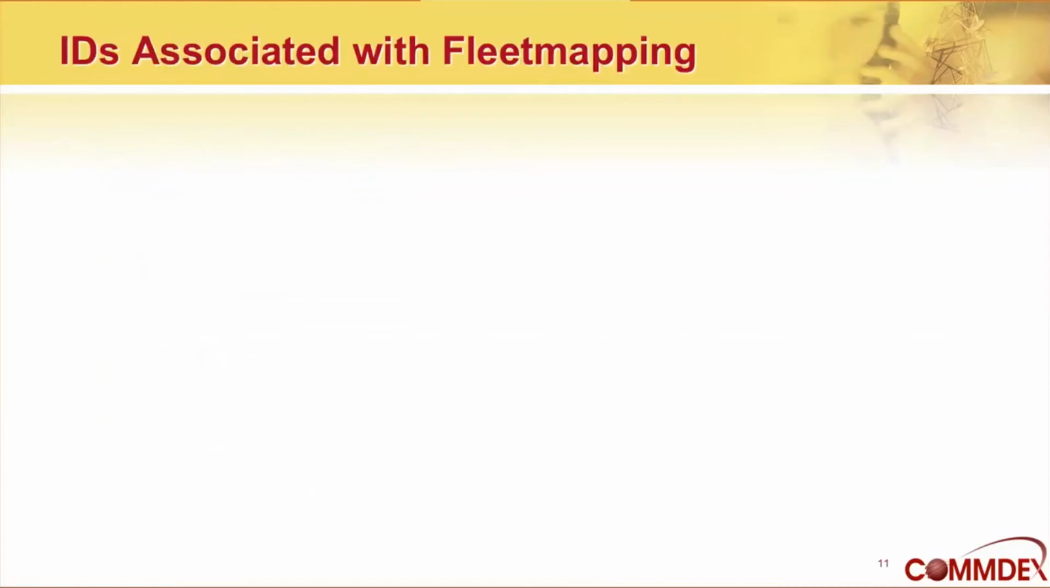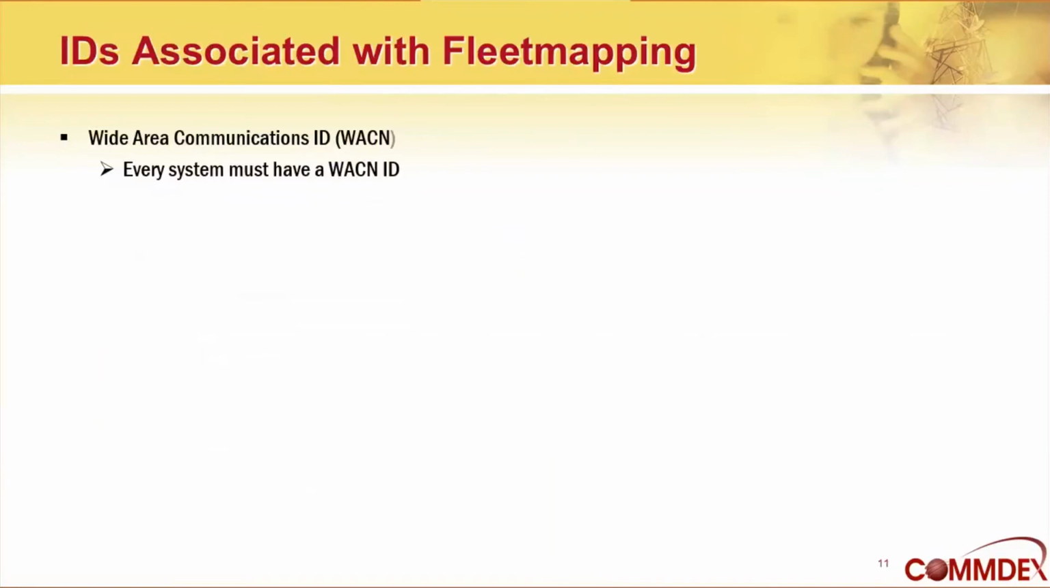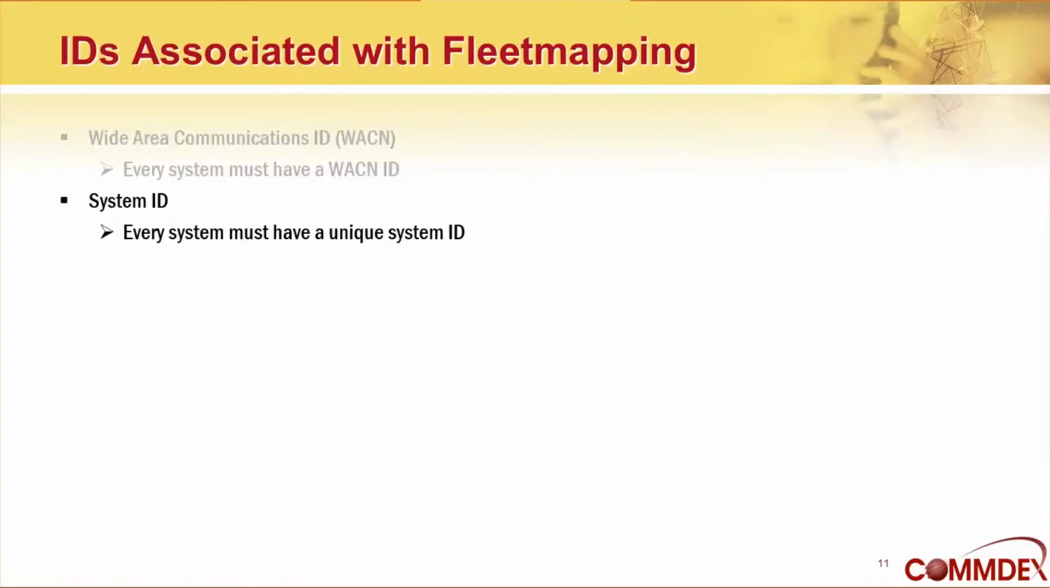One of the big things about fleet mapping, setting up a system, is IDs. Everything in a trunk system has an ID. The highest level ID is called a Wide Area Communications ID or a WACN ID. That uniquely describes a wide area system. And then the system itself has a unique system ID. You'll see these 4-digit hexadecimal codes, that is a unique system ID. Unique, no two systems in the world have the same system ID.